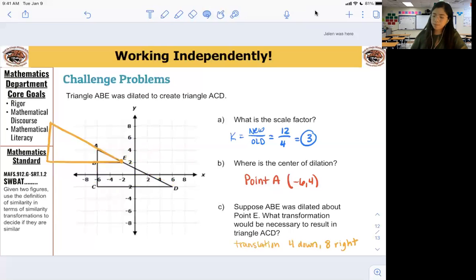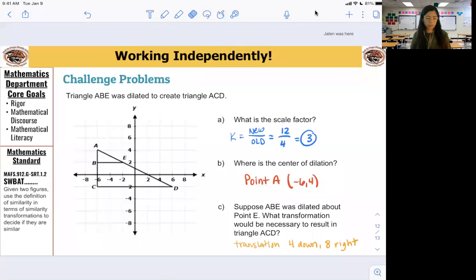Okay, awesome. Well, that brings us to the end. So good job today. Good participation today. Tomorrow we'll do a review of similarity. Yesterday we reviewed right triangles. Tomorrow we review similarity. And then on Monday we'll do a more general review. Maybe I'll throw in a Kahoot in there. We'll see.